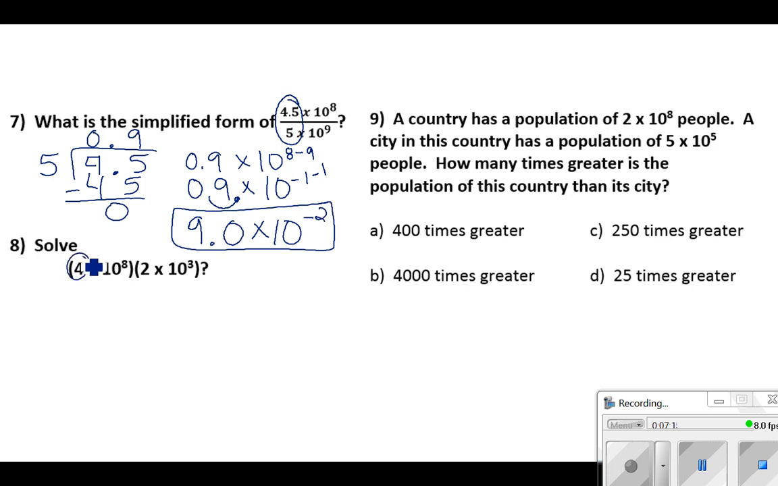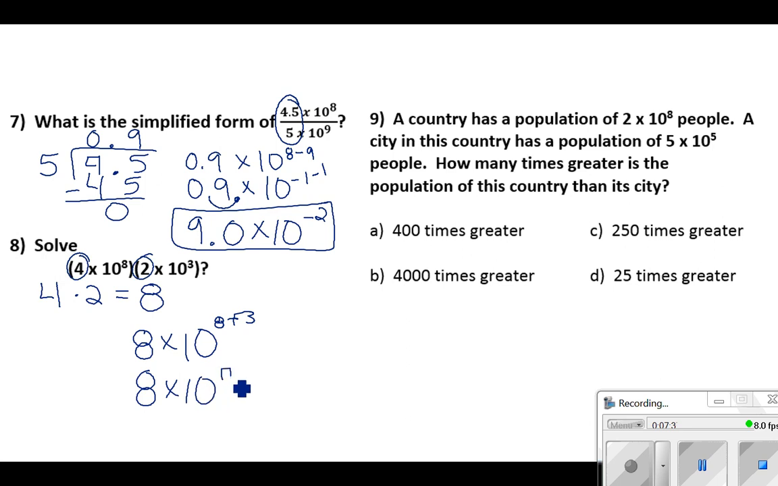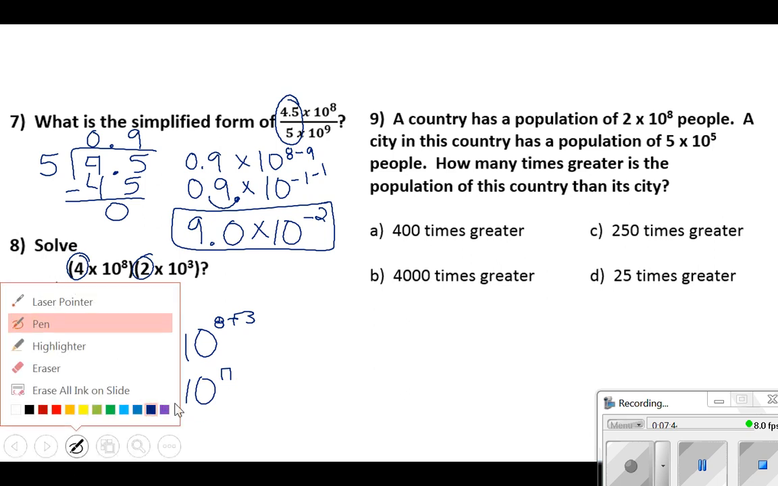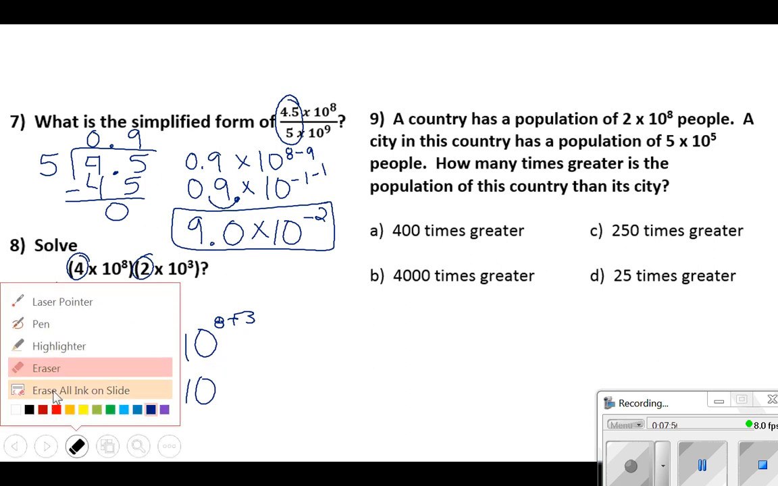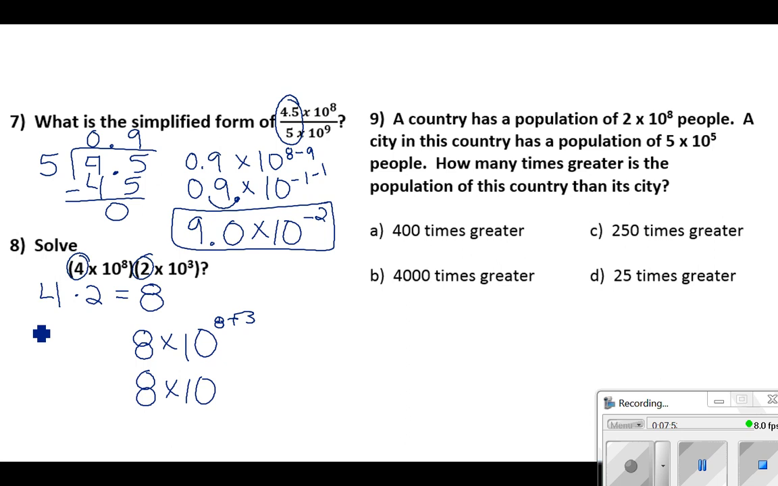That strategy is to multiply the numbers and add the exponents. So we have 8 times 10 to the 8 plus 3. And we have 8 times 10 to the 11th power. Again, that would be 8 times 10 to the 11th power. That would be your final answer.